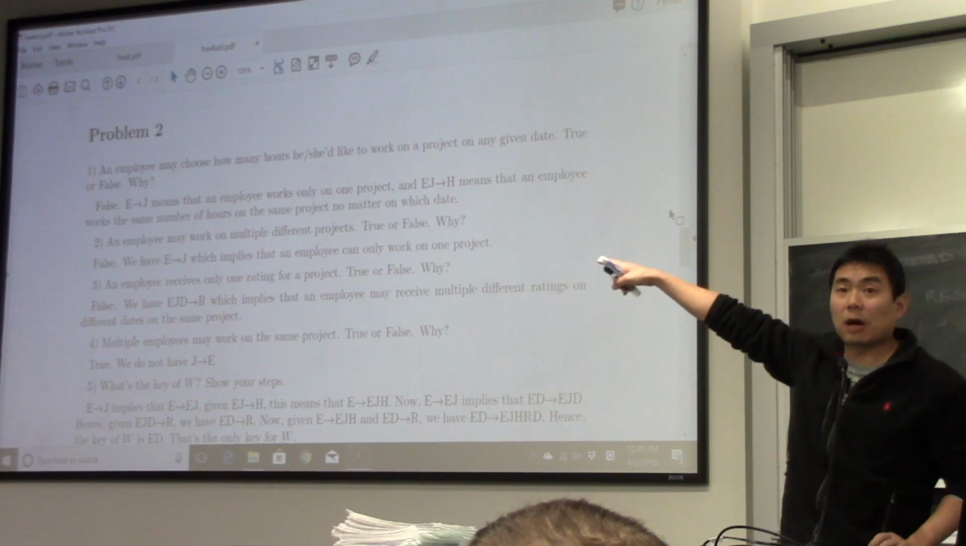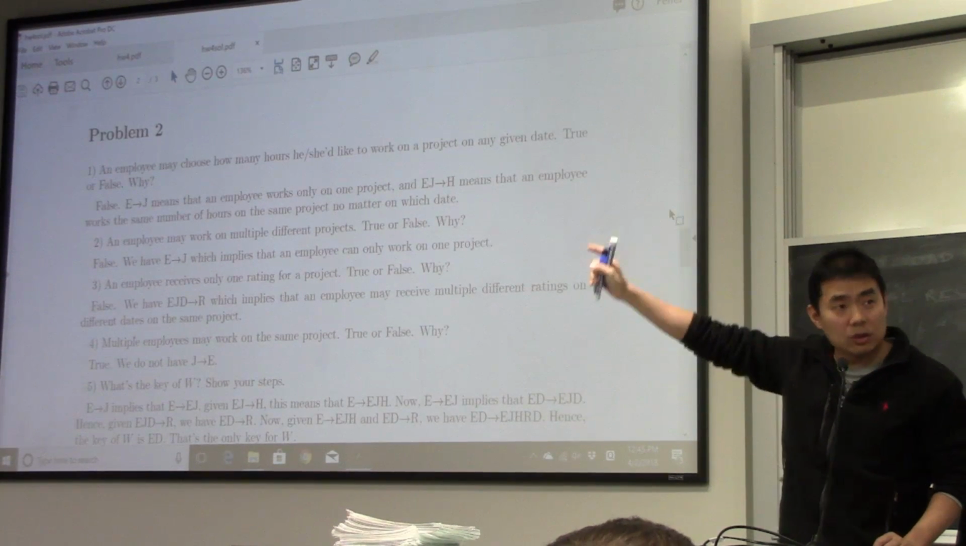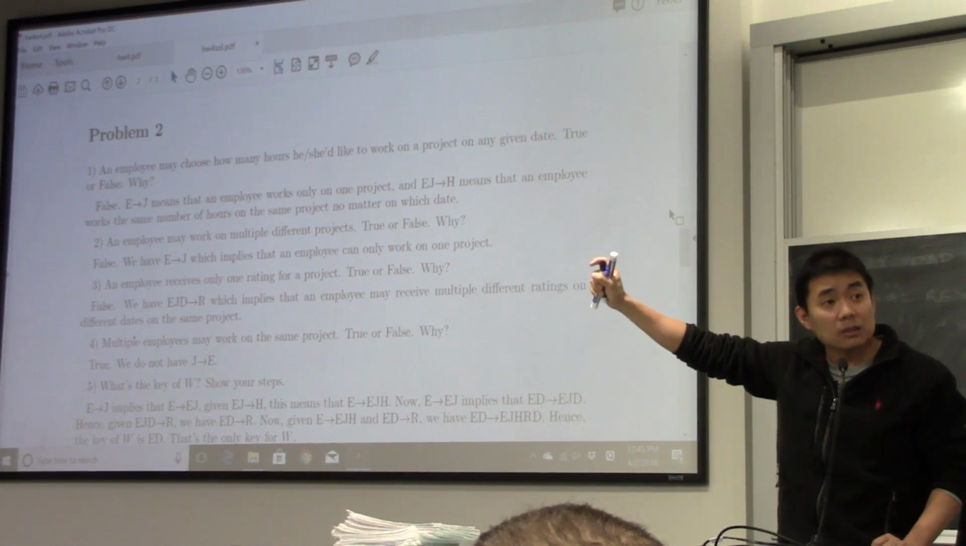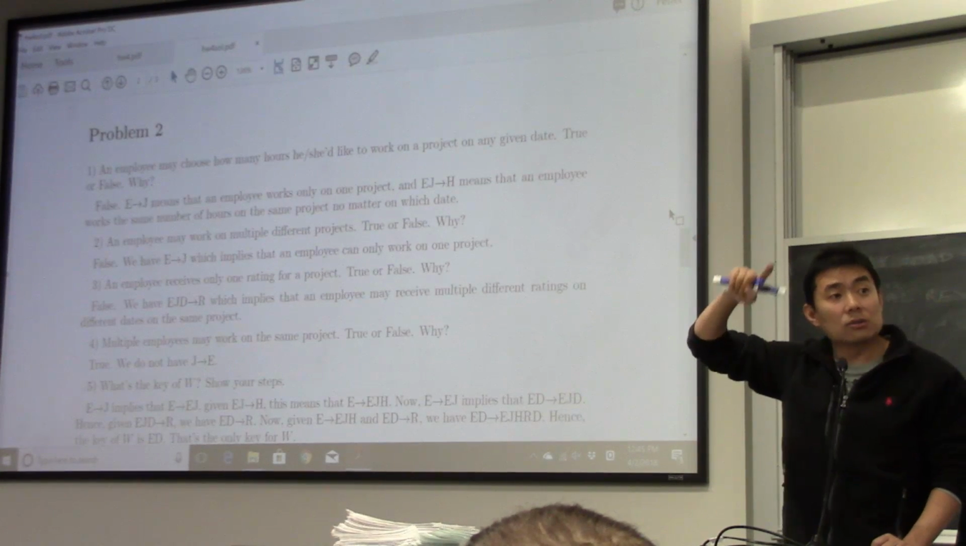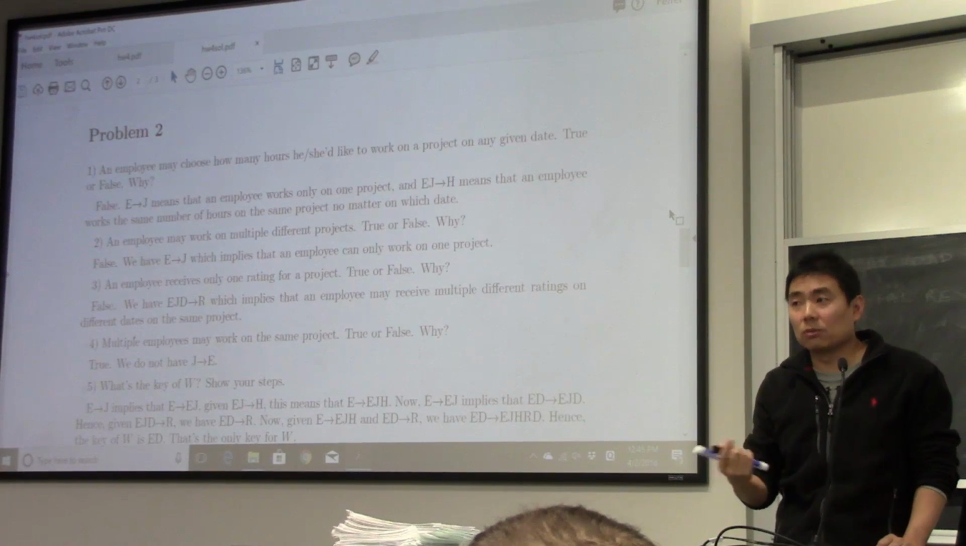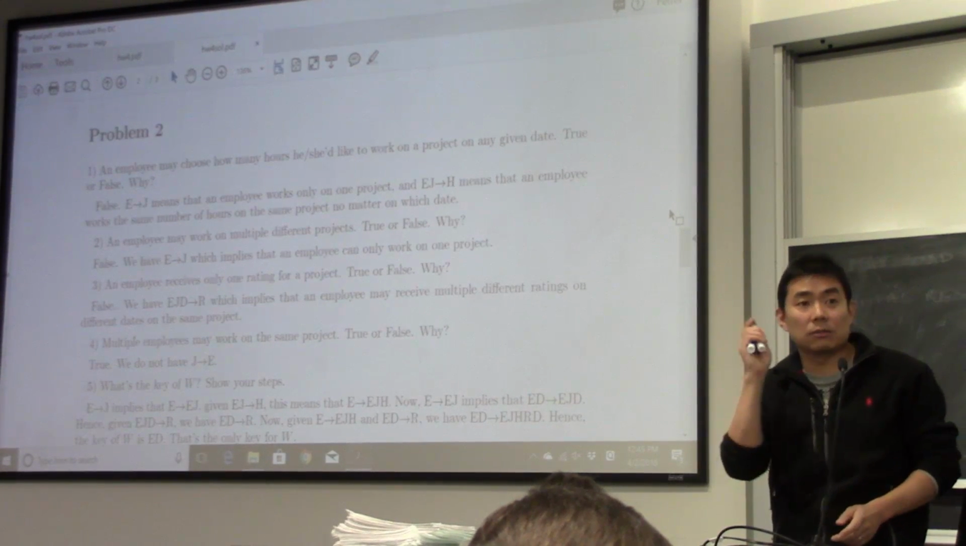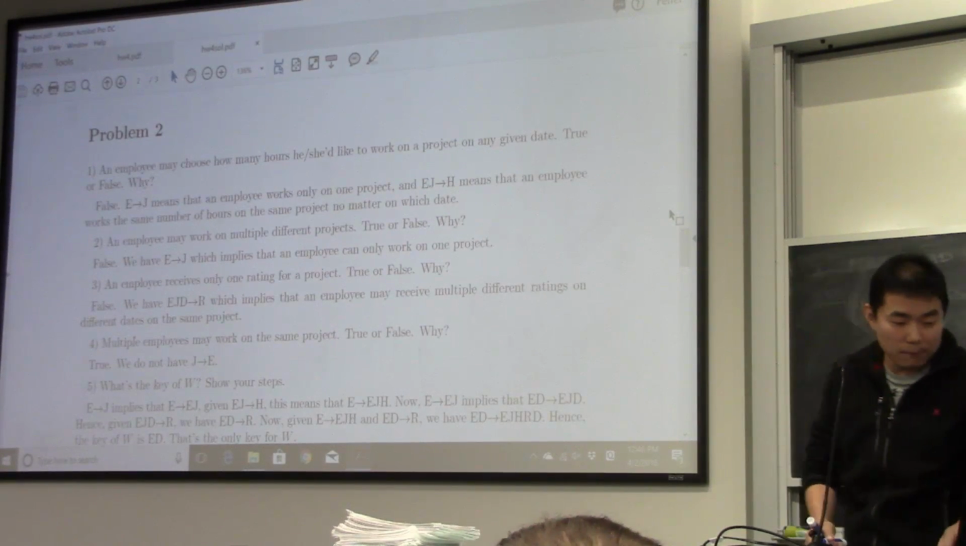EJ determine number of hours. Even for different dates, this still holds. Does that make sense? So for the same project, you always work the same number of hours per day. You don't have a say to decide how many hours you work on different days, because EJ determine H. Okay, that's one example.